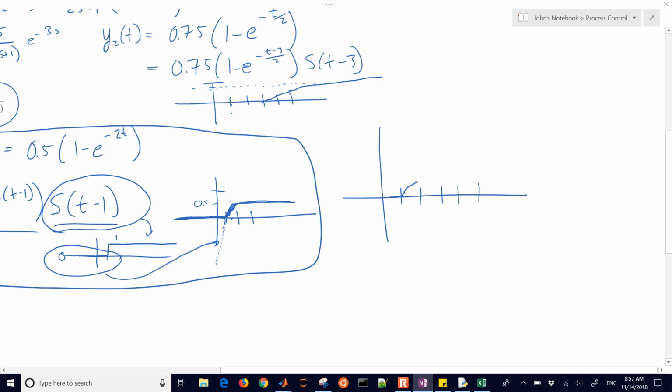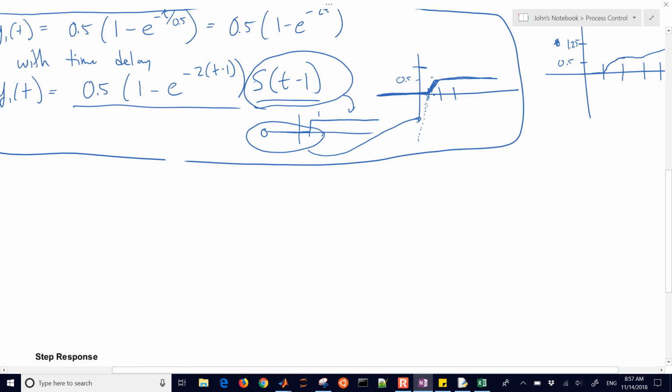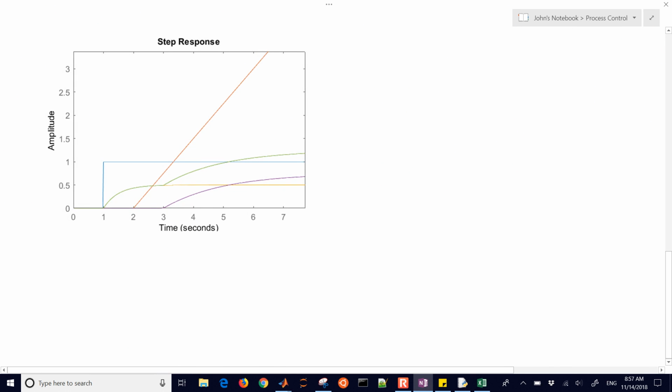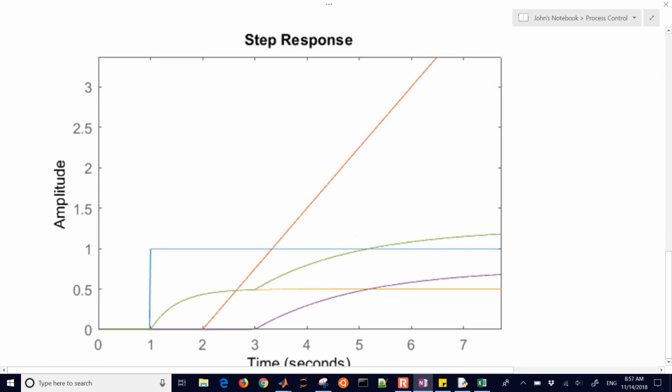Something that would come up quickly to 0.5, and then we're going to go up to 1.25, eventually starting at 3, and then that's going to come up kind of like that. Okay, so I just sketched it. If you plot it out, this would be the solution right here.